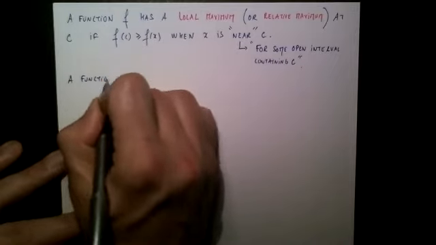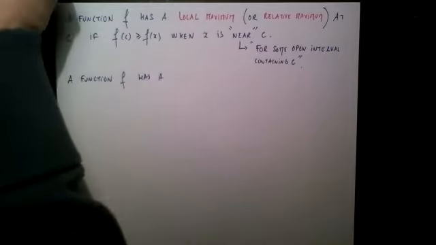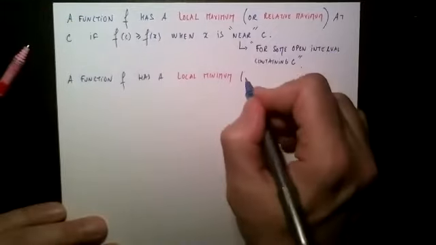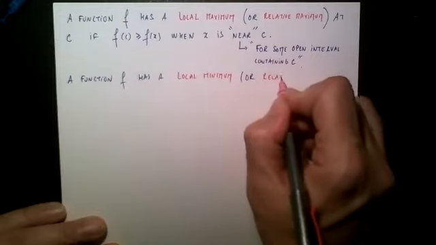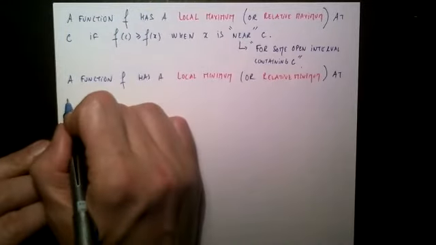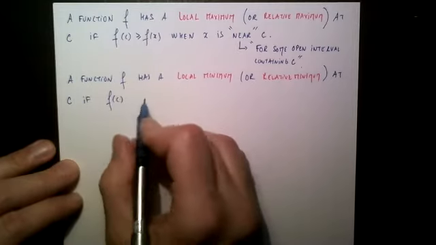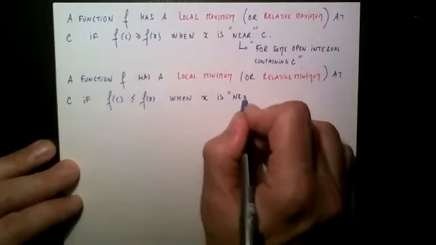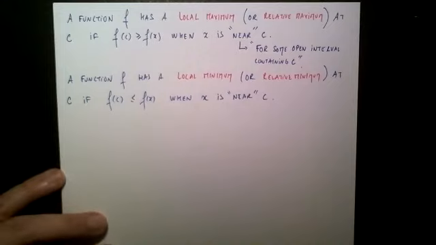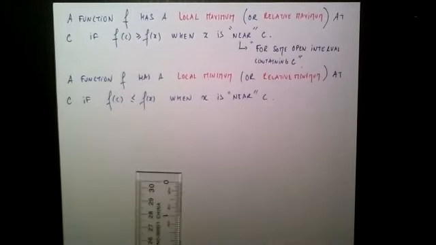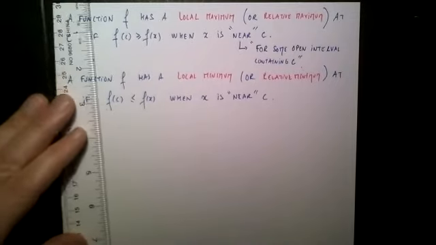A function f has a, so let's do the same equivalent definition, a local minimum, or we could also call this a relative minimum, at C, if f of C, of course, is smaller than or equal to f of x, when, again, x is near C. Okay, so near means, again, the same thing. Let me try to express this with a little picture.